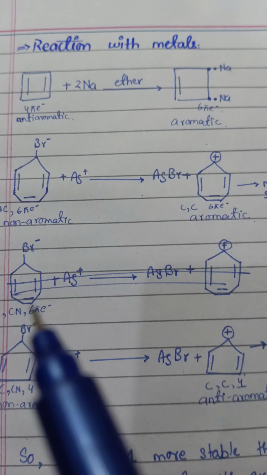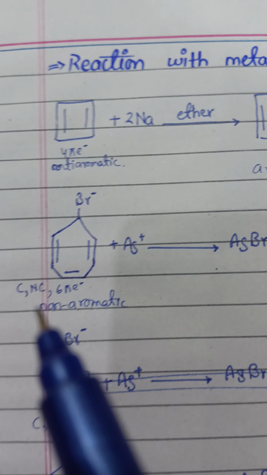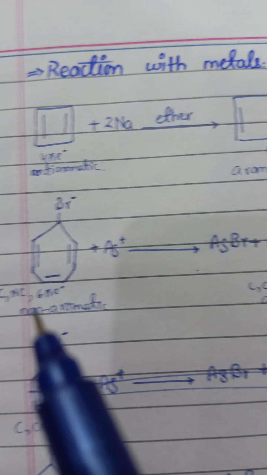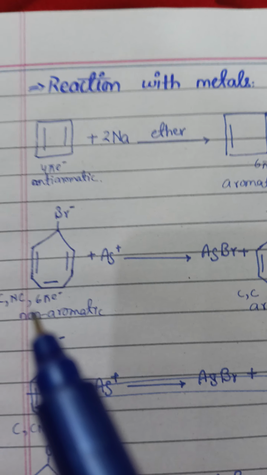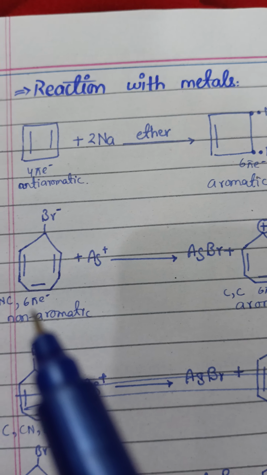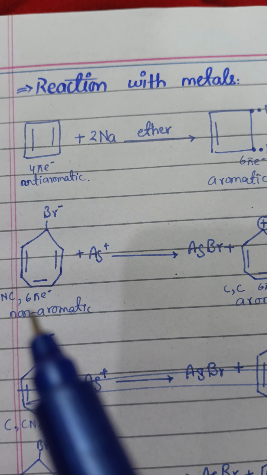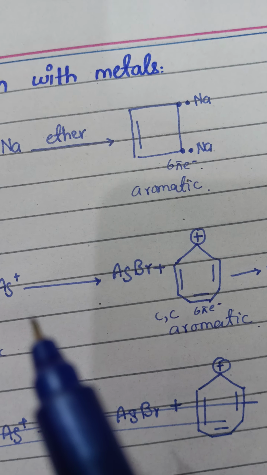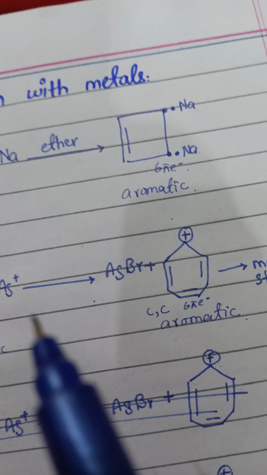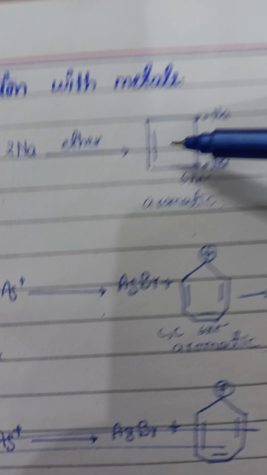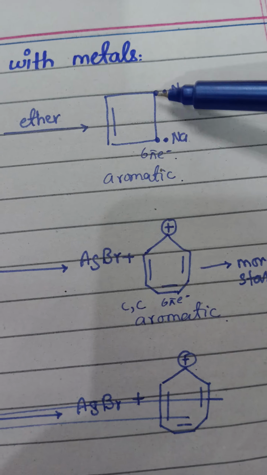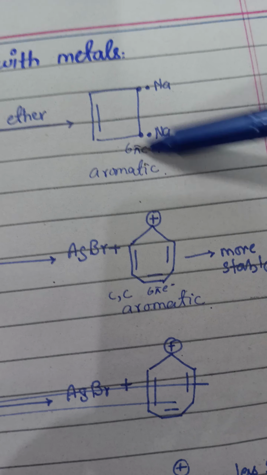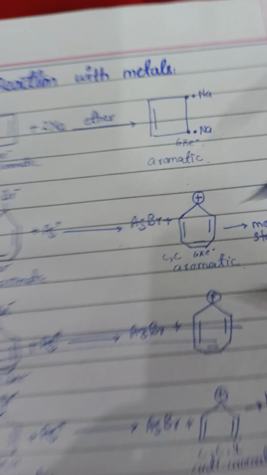Now we see how an anti-aromatic compound changes directly into an aromatic compound. We have to react this anti-aromatic compound with a metal. In this way we have the metal sodium, and we react this metal with the anti-aromatic compound in the presence of ether, and we get this structure, and it has 6 pi electrons, 1, 2, 3, 4, 5, 6. So 6 pi electrons is considered aromatic.